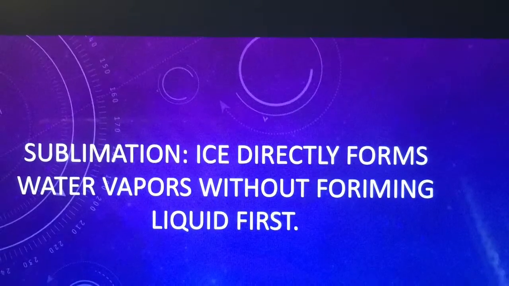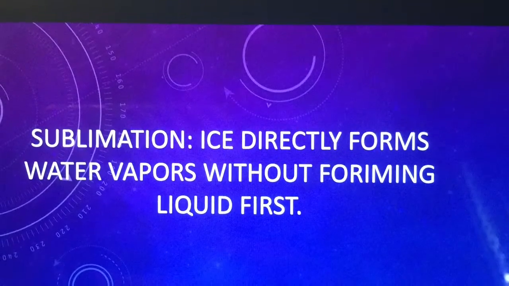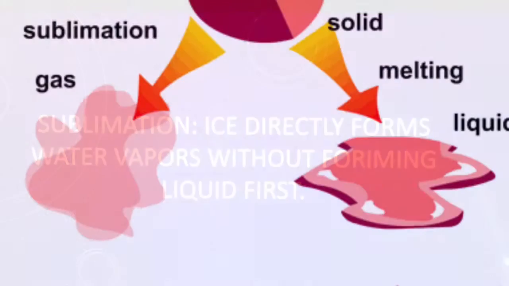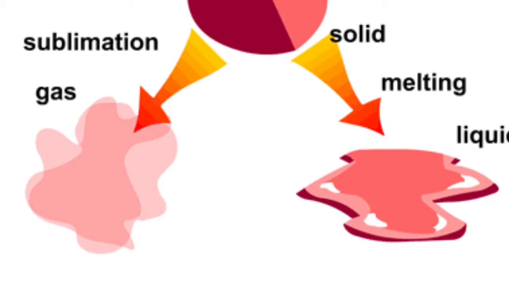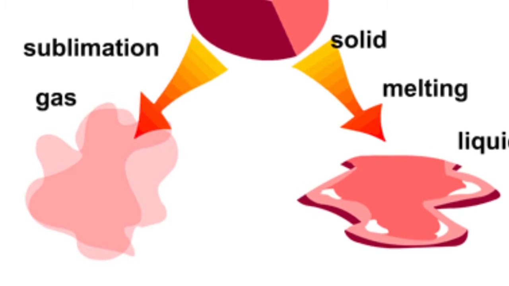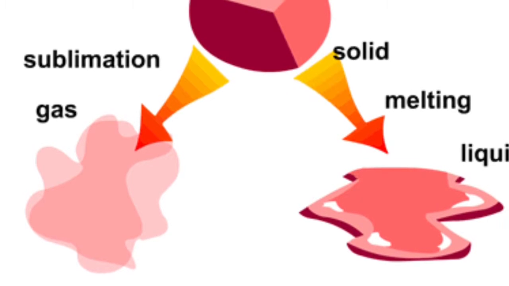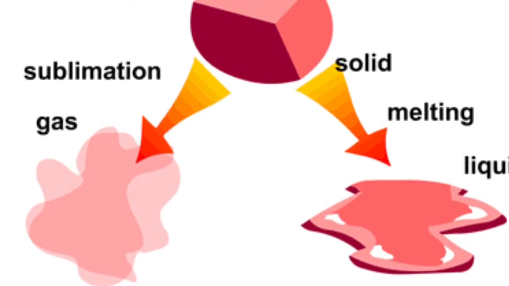The third step is sublimation, and this is a process where ice directly converts into water vapors without converting to liquid. This happens when temperature is low or pressure is high. The main sources of water from sublimation are the ice sheets of the North Pole and South Pole and the ice caps on the mountains. Sublimation is rather slow compared to evaporation.